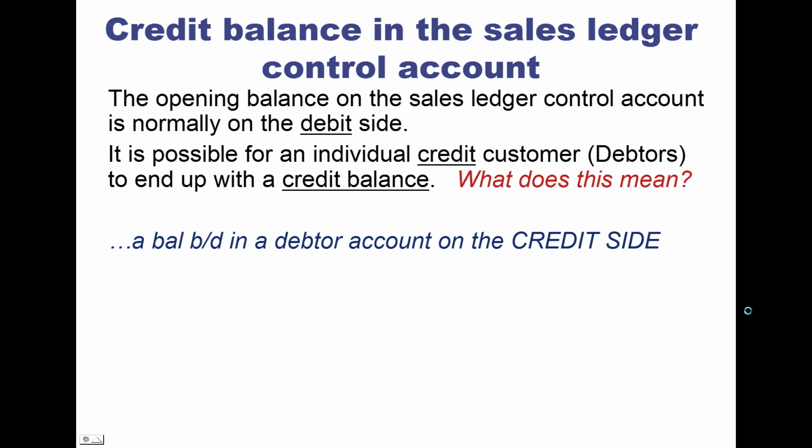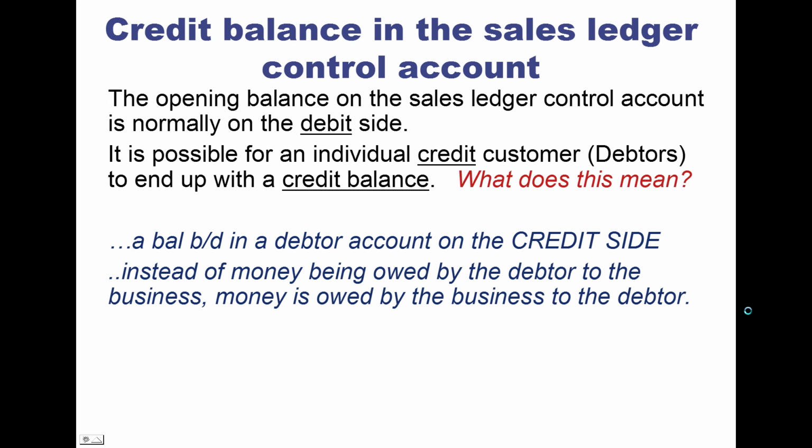Firstly, a balance BD in a debtor account would be on the credit side. Instead of money being owed by a debtor, so that means normally a debtor owes the business money, and that is shown by a balance BD on the debit side, instead, money is owed by the business to the debtor. So it's obviously the reversal. Money is now owed to a debtor when there is a credit balance on a debtor account.